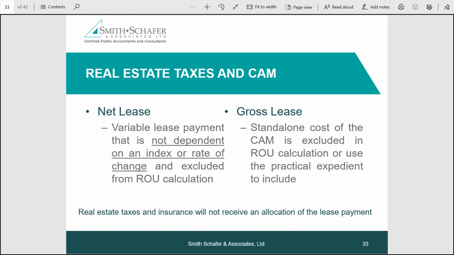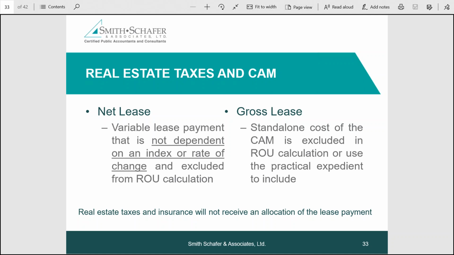My total payment might be $10,000, but $6,000 of that payment might be covering my CAM, my real estate taxes, and all those types of charges. So I only have to consider my $4,000 because my CAM expenses are not a fixed payment, because there's usually some sort of reconciliation at the end of the year to reconcile actual CAM versus paid CAM, nor are they a variable payment based on a rate or an index. They don't fall under either of those categories, so I exclude them from my calculation in a net lease.